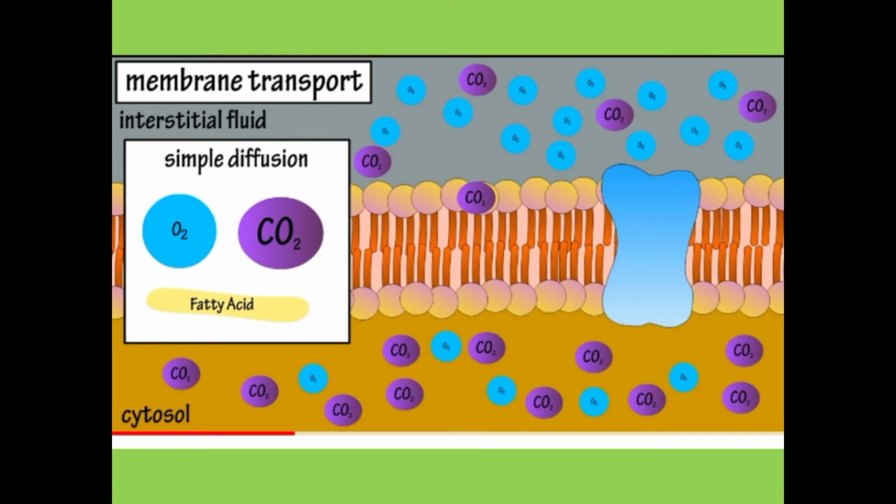In this diagram, interstitial fluid is the outer part of the cell membrane and the cytosol is the inner part of the cell membrane. In the interstitial fluid, oxygen molecules are in high concentration. So first of all, oxygen moves to the cytosol part of the cell membrane, and in the cytosol, carbon dioxide molecules are in higher concentration. So carbon dioxide molecules move to the interstitial fluid.